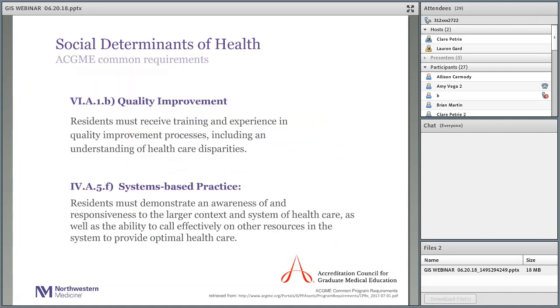The ACGME also has common requirements for all programs. So this is not just family medicine and internal medicine. This is the ENTs and the pathologists. Everybody needs to know how to do this. While the wording is a bit vague, it does sort of hint at social determinants of health training. We are hopeful that more specific wording will be included to more accurately reflect the importance of social determinants of health training for all specialties.